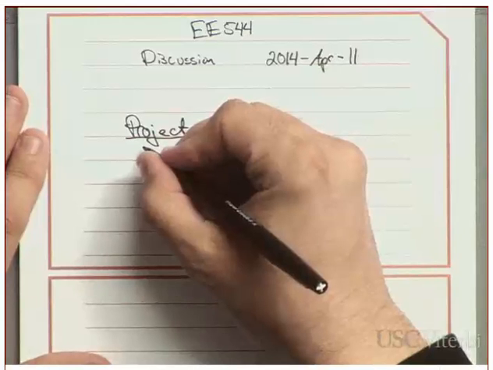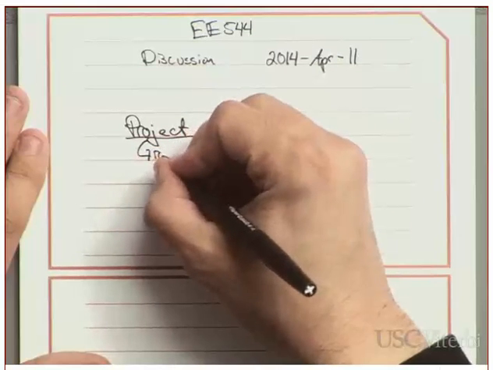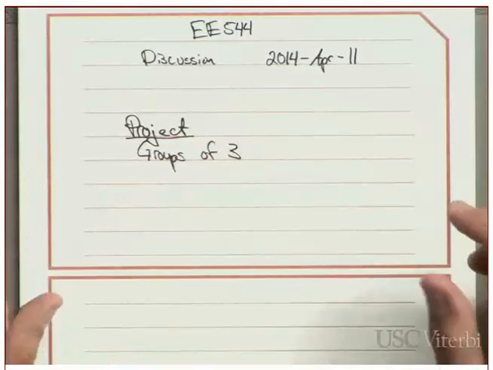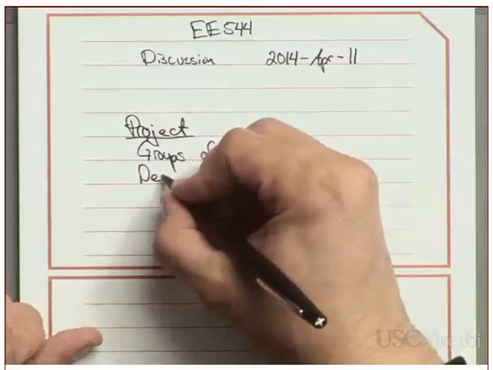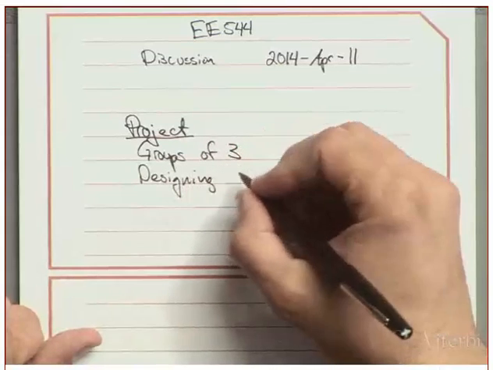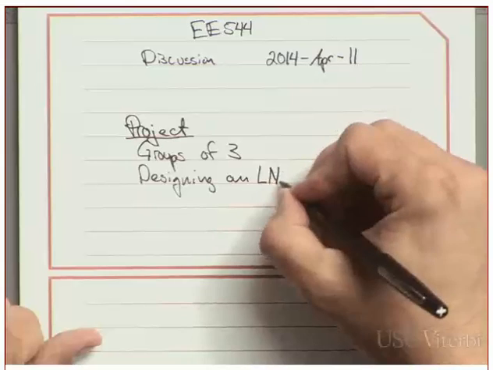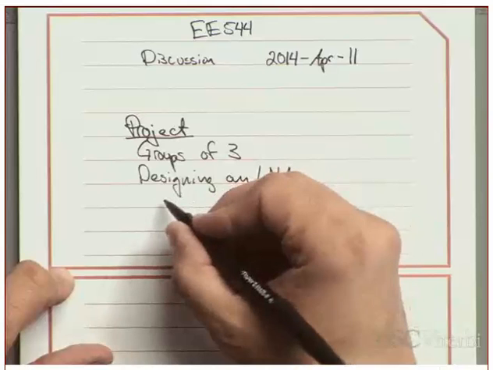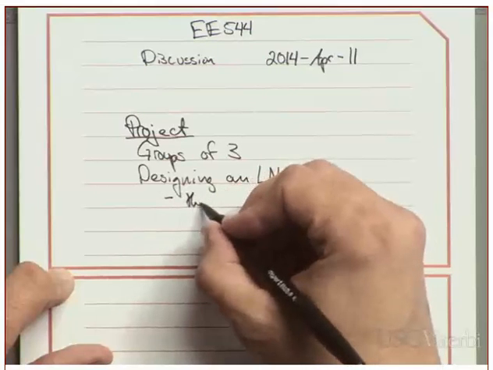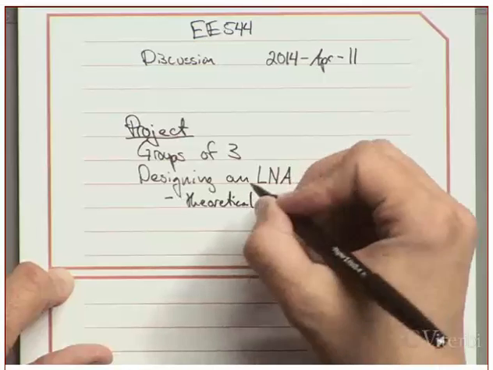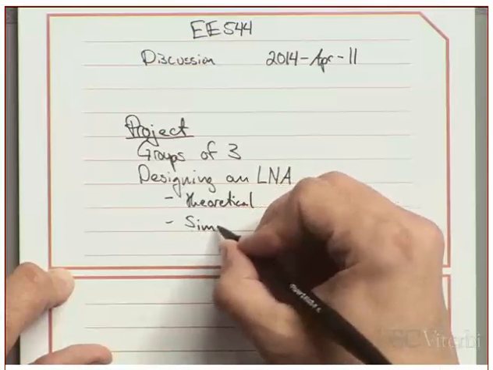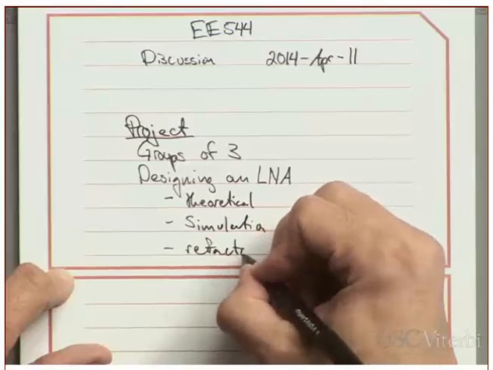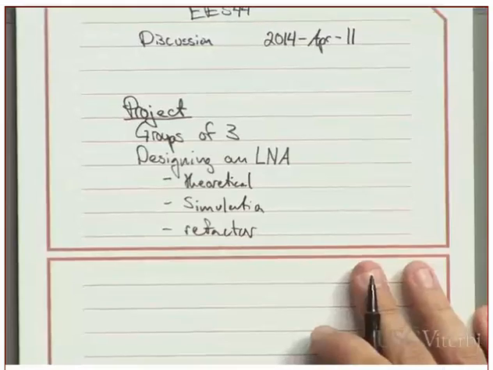So this is one thing that I need to make sure and double check with him, but I'm pretty sure it's going to be groups of 3, just like your other project. You're going to be designing an LNA. And so this is going to include theoretical design, simulation, and any sort of refactoring you have to do after you do your simulation, if you find that you're not meeting criteria or stuff like that.